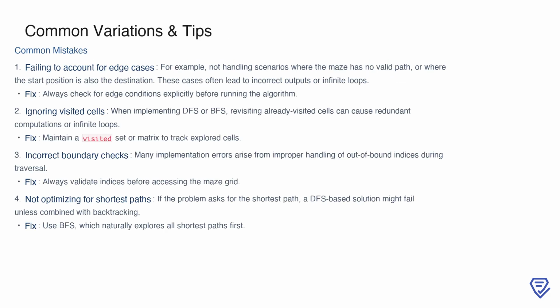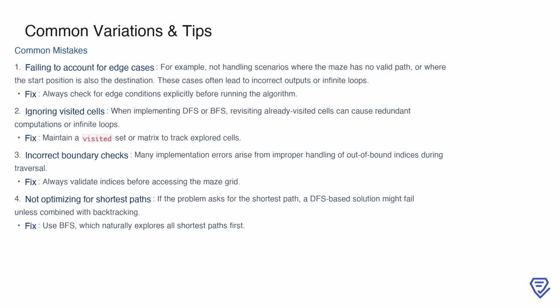In this section, we'll cover some common mistakes and how to avoid them when solving maze problems. One frequent issue is failing to account for edge cases, such as when the maze has no valid path or when the start position is the same as the destination. These situations can lead to incorrect outputs or even infinite loops, so it's critical to explicitly check for these conditions before running your algorithm.